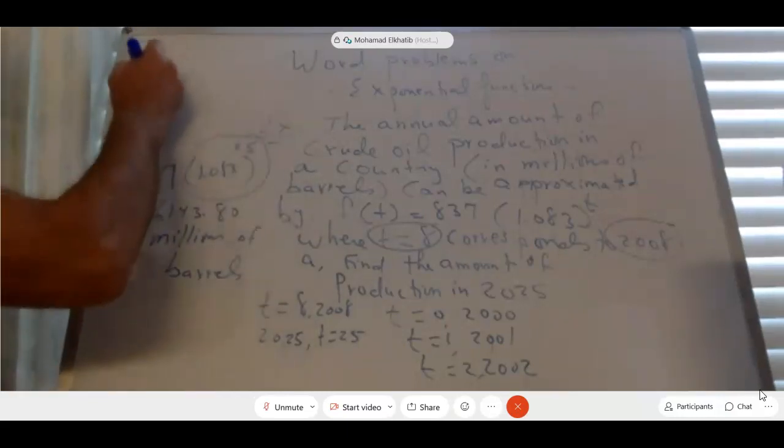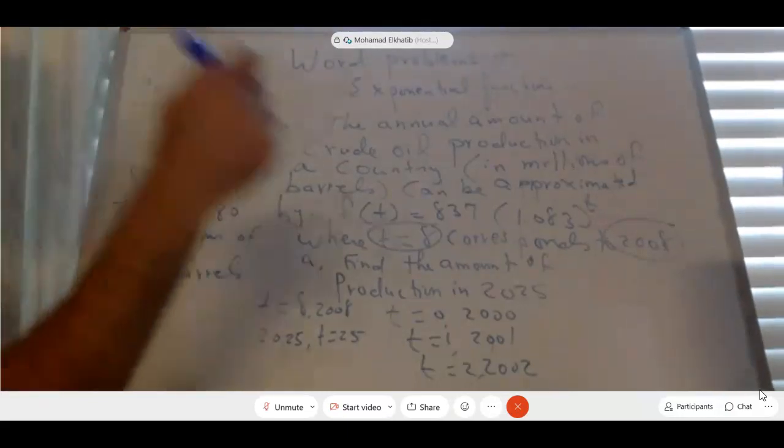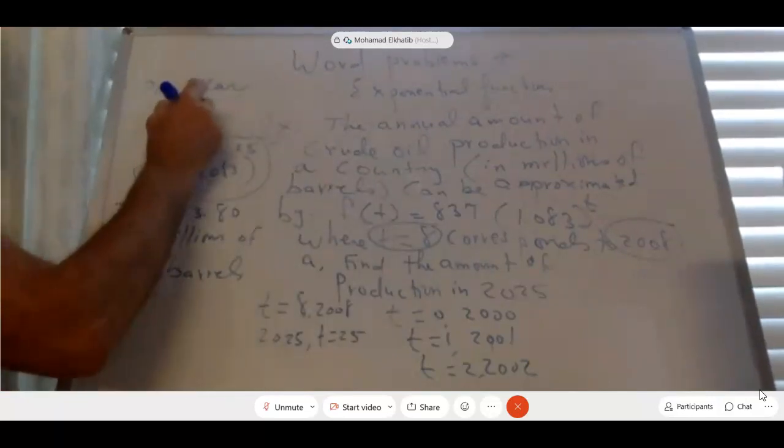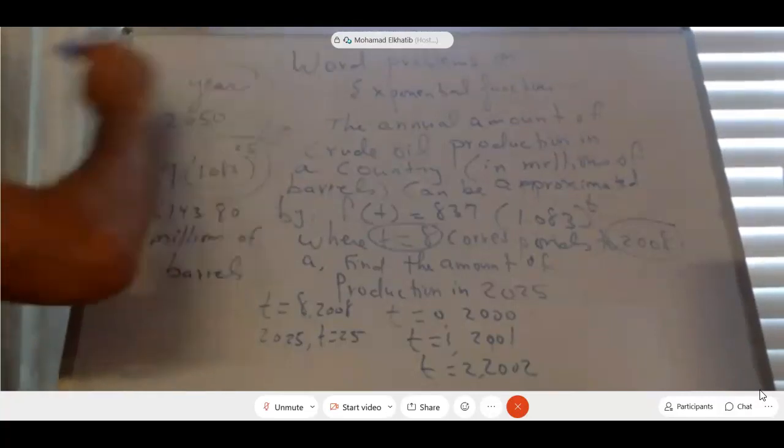Okay, so here's part B. I want you to find the amount of production, but for the year 2050. Why don't you guys try it?